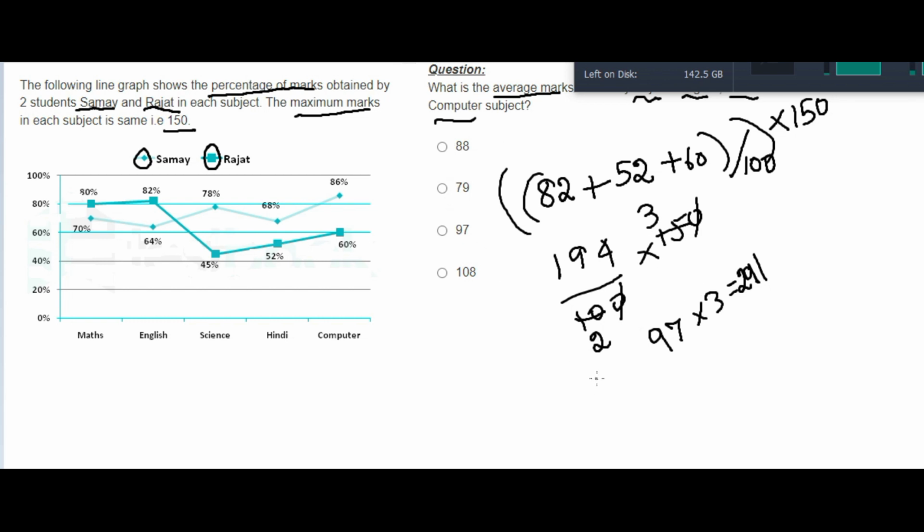They asked about three subjects, right? So totally 291, you want to divide by 3. Automatically if you divide, you will get the answer 97. So the average mark for the three subjects is 97. Out of 150, the average he is getting is only 97, and that's the answer.